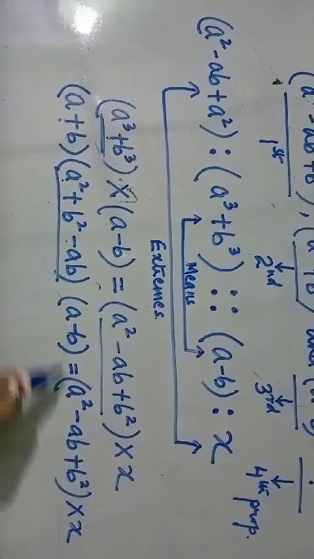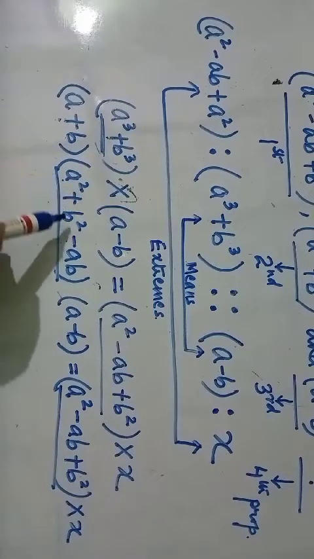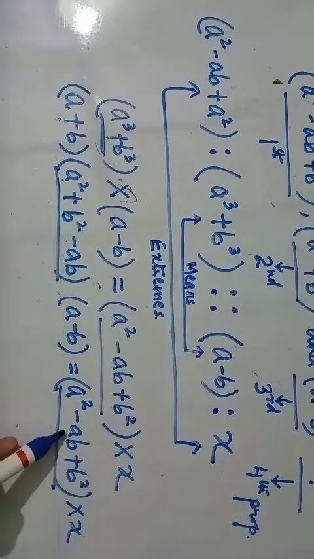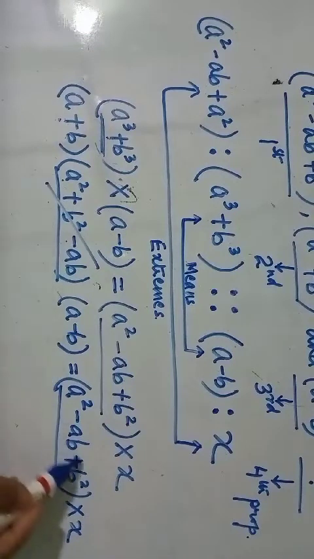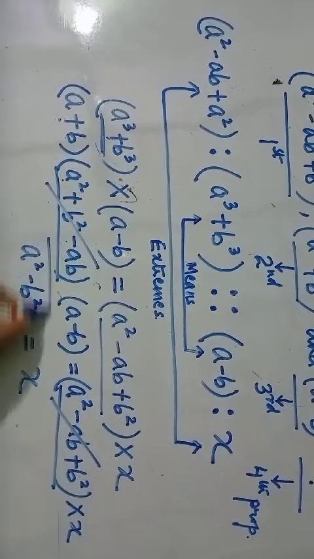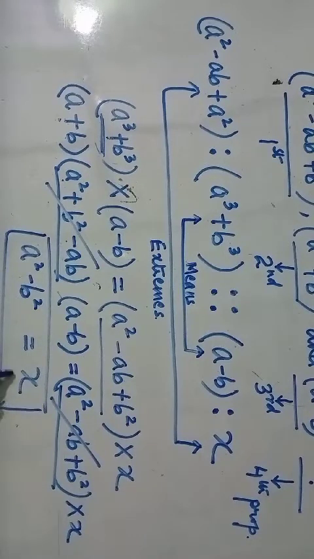Have a look at this and have a look at this. Aren't they the exact same things? A square plus b square, so you have a square plus b square here also, minus ab minus ab. So this entire bracket gets cancelled out with this entire bracketed portion. So on the right side, you have x equal to, what do you have on the left? A plus b, a minus b. So that gives you a square minus b square. This is your fourth proportional. So your fourth proportional is basically a square minus b square.